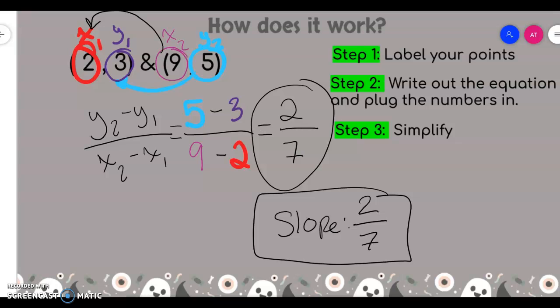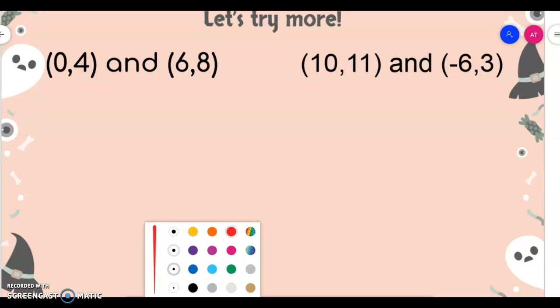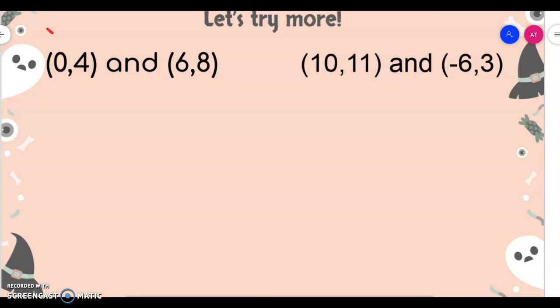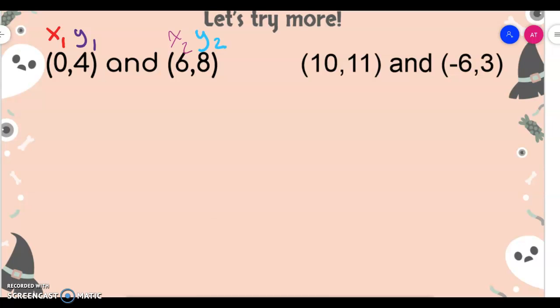Okay, let's try the next one. All right, so we have both of these 2 problems here. So let's label them. I have x1, y1, x2, and y2. Just remember, the first point always is x1 and y1. Second point is always x2, y2. If you flip them around, that's totally fine, as long as you don't mix the x's and the y's on the top and bottom.